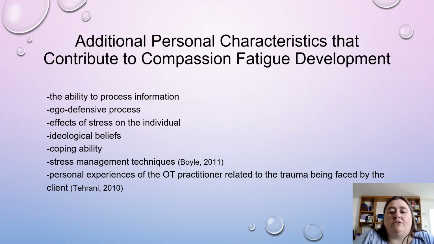Some additional personal characteristics that contribute to the development of compassion fatigue include the ability to process information, the practitioner's ego defensive process, which is that unconscious psychological process that can help an individual cope with some sort of anxiety or negative feeling that they may have resulting from either a stressful internal or external environmental factor. We also must consider the effects of the stress on the individual's ideological beliefs and their coping ability, as well as stress management techniques and personal experiences of the OT practitioner that are related to the trauma being faced by the client.